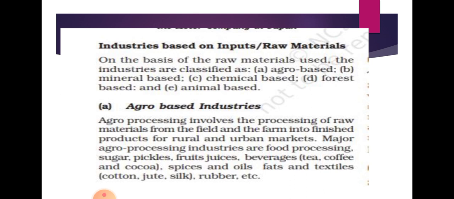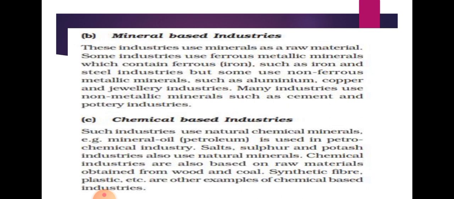Now, industry classification is done on the basis of the raw material, like the agro-based industry. Simple meaning, agro-based industries are involved in the processing of raw material from the fields, or raw material which is collected from agricultural fields only, like the food processing industry, the sugar production industry, the tea, coffee, or rubber industry, etc.